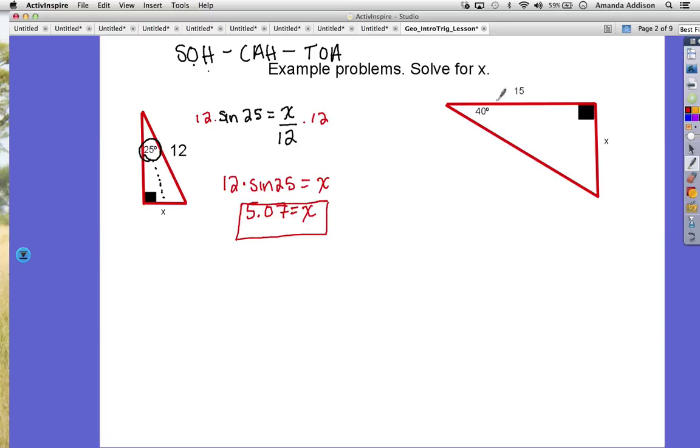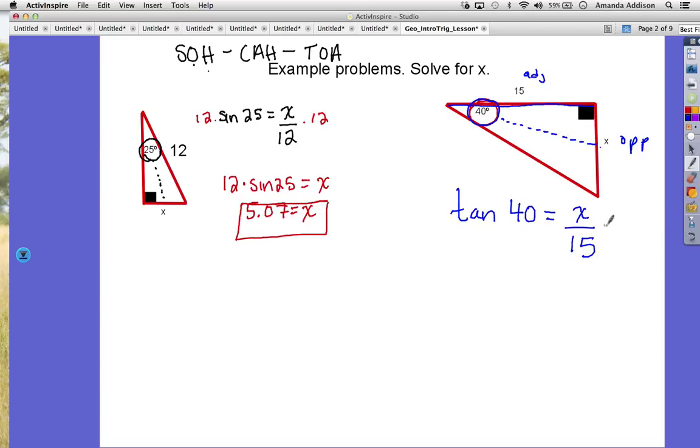Okay, for the second example, I'm looking at this 40 degrees, so it's all about the angle that you recognize. The side that is opposite to it is x, and the other side that is given is what we call the adjacent side. I have my opposite and I have my adjacent. So it looks like the tangent ratio may make the most sense. So the tangent of 40 equals the opposite over adjacent.